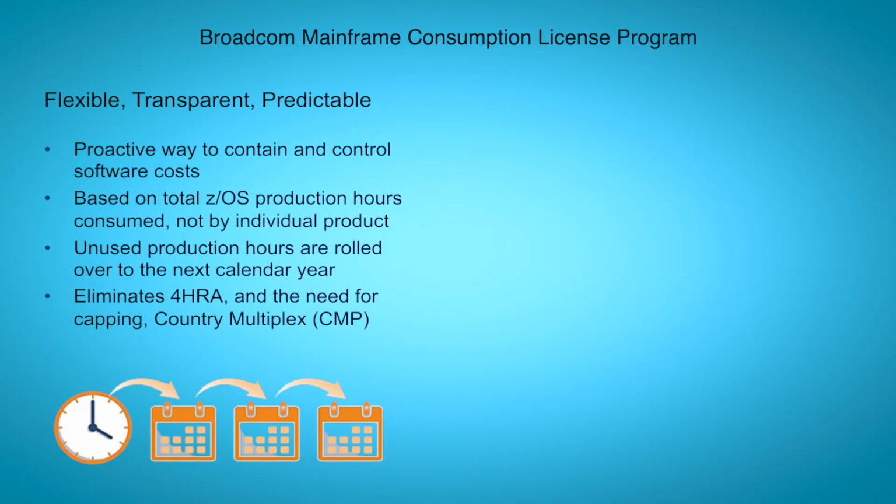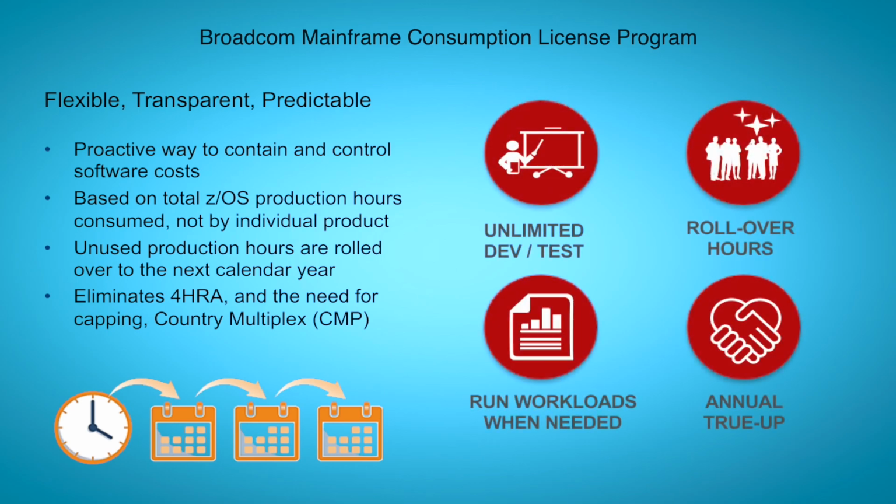Let's summarize the Broadcom Mainframe Consumption License Program. It provides the customer with flexibility, transparency, and predictability. It is a proactive way to contain and control software costs. It's based on the total z/OS production hours consumed and not by an individual product. Any unused production hours are rolled over to the next calendar year, and it eliminates the 4-hour rolling average and the need for capping on the mainframe workloads.